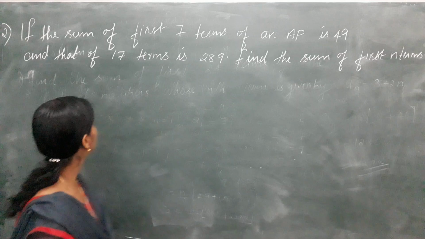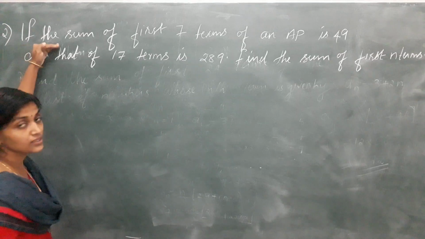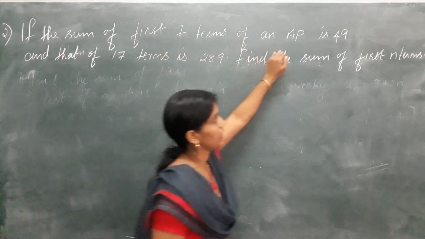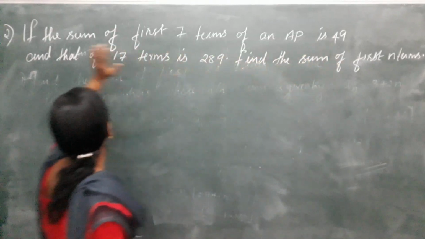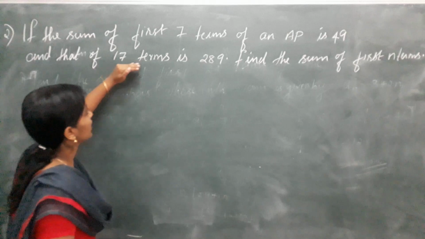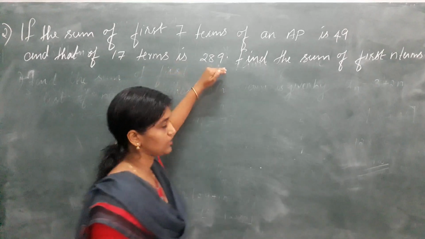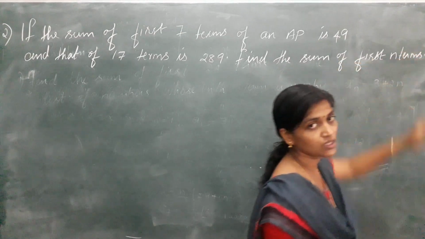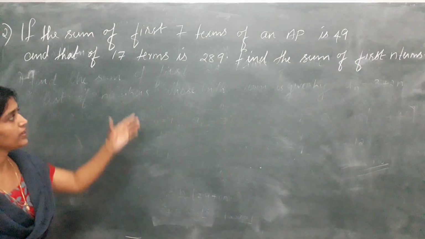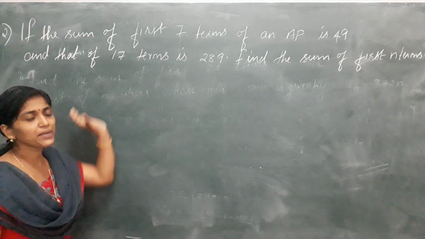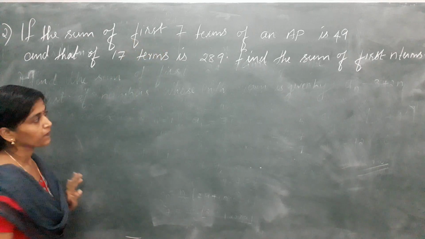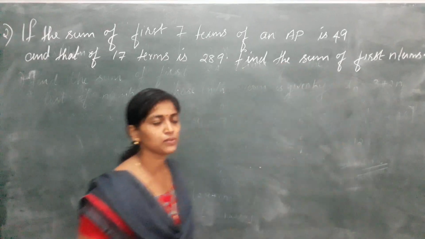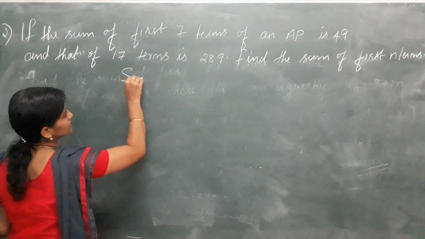Next question. If the sum of first 7 terms of an AP is 49 and that of 17 terms is 289, find the sum of first n terms. So when you get the question, see what we have to find. We are asked to find the sum of first n terms, which means we have to find Sn.